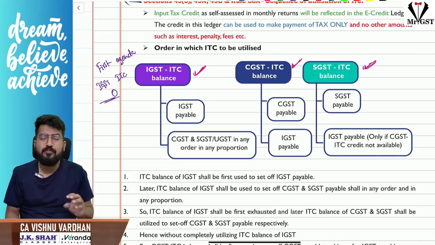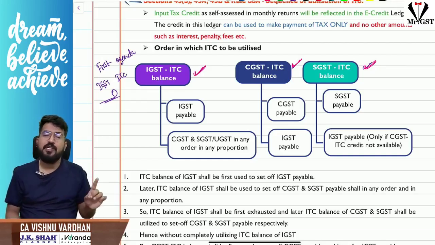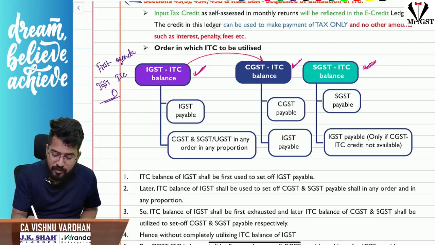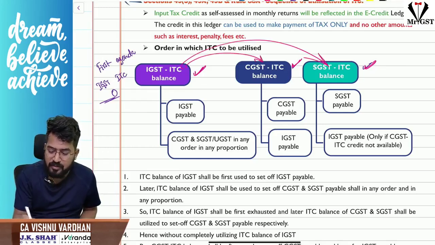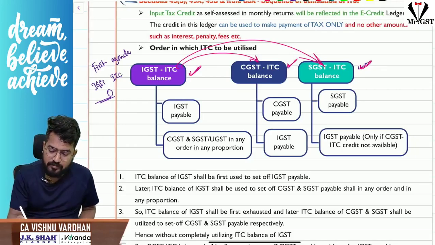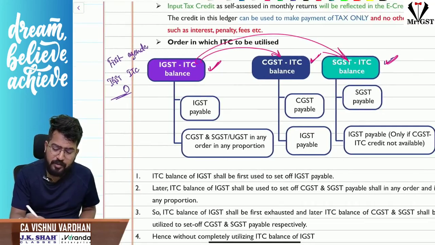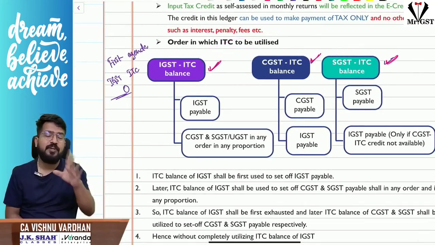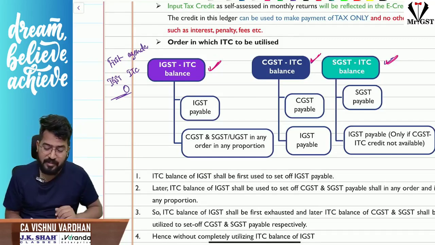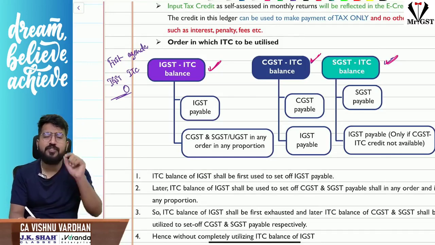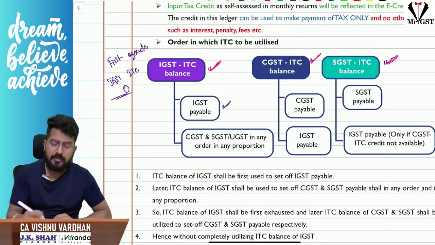And from those 3 pockets, you can take money only for spending, but not for transferring from one pocket to another. That means the ITC from this account you cannot bring to that account. You can only use the balances in ITC, but you cannot transfer them from one ITC head to another ITC head. Please be very careful. Okay. So IGST ITC balance, first you should be using it for IGST payable.